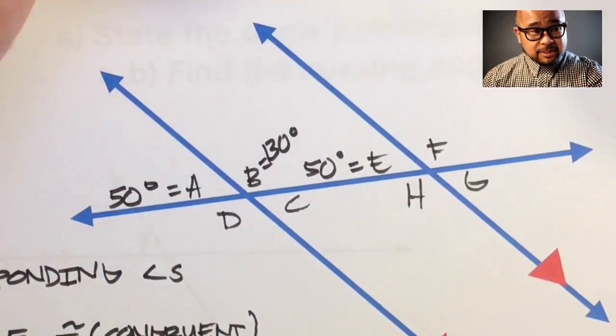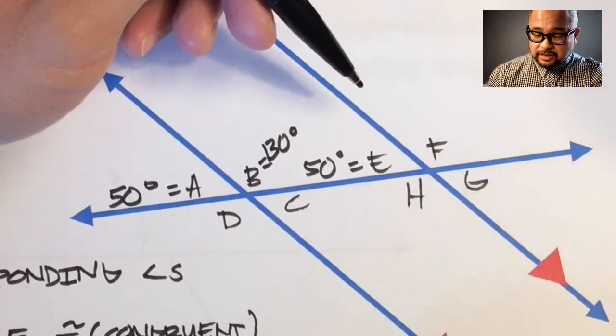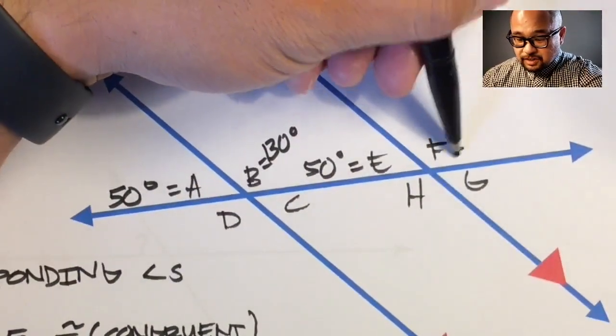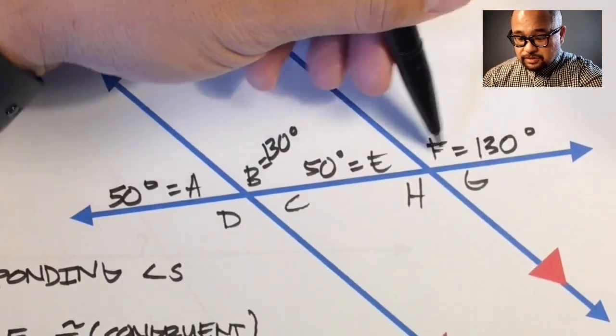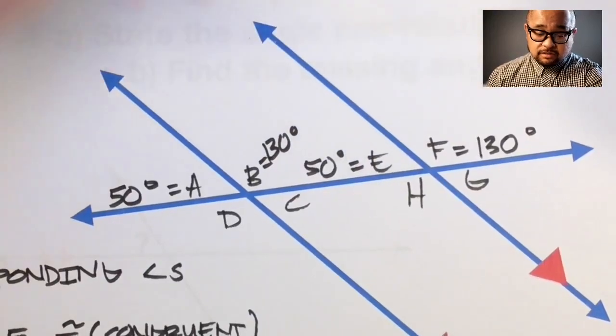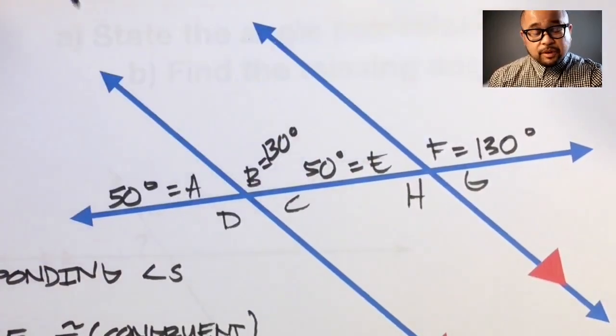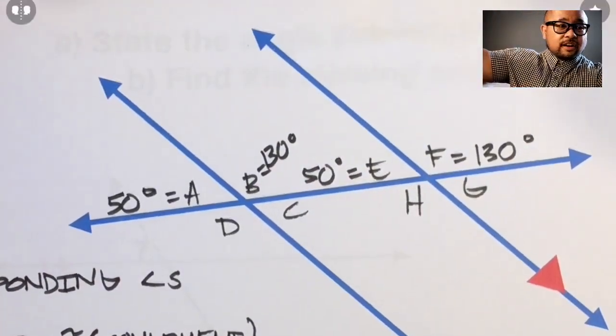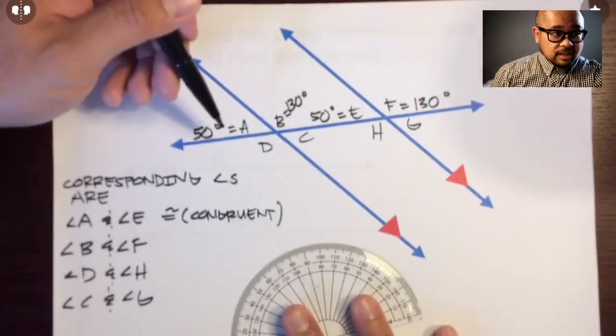And by that same logic, we don't really have to use a protractor for angle F. Angle F is also 130 degrees because it's supplementary to angle E. So what do we notice about angle B and F? They're both 130 degrees, so they are also congruent.